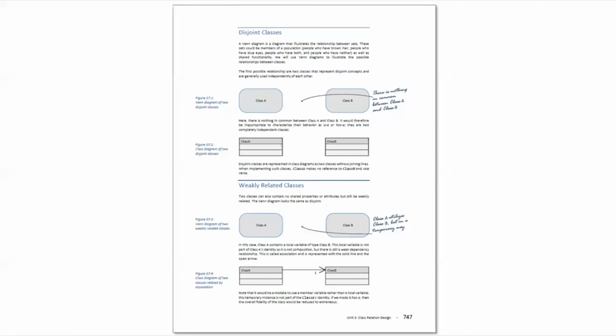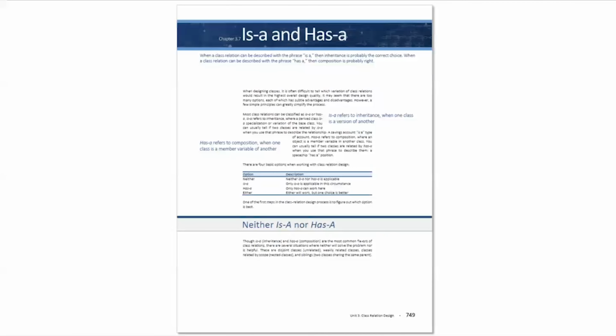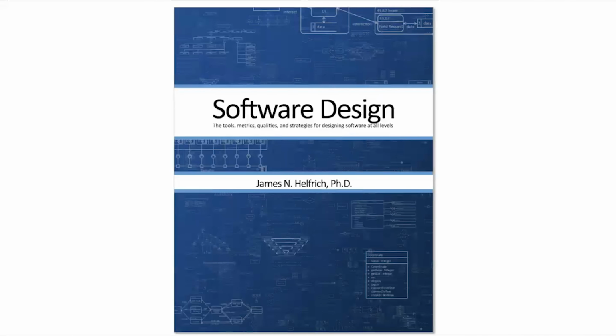You can learn more about the different flavors of unrelated classes in the ISA and HASA chapter of the software design textbook.